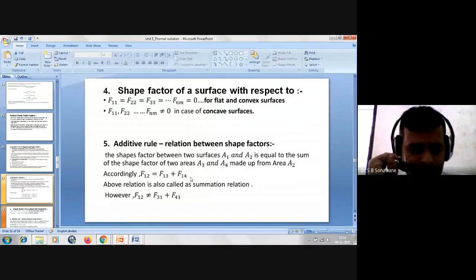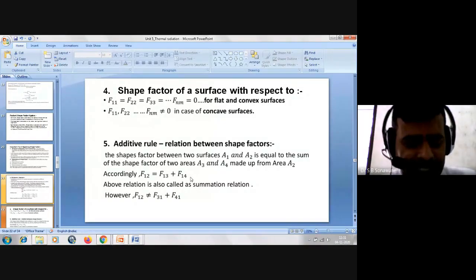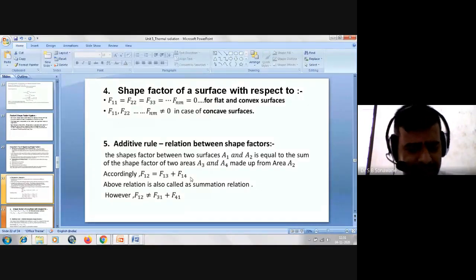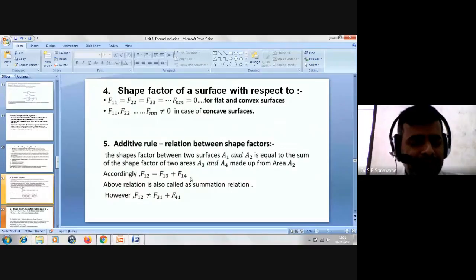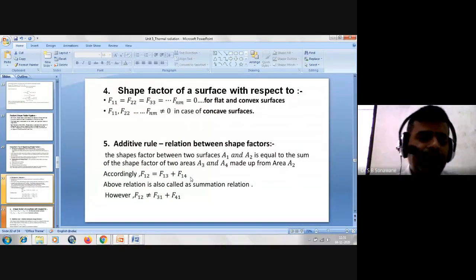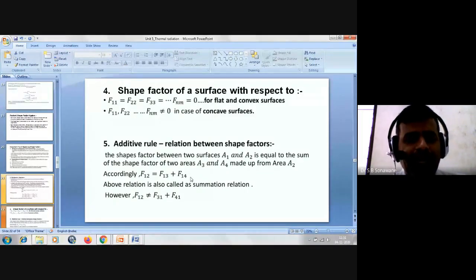See, initially I have only two surfaces, surface 1 and surface 2. Now what I did here is that surface 2 I have divided into two parts, having areas A3 and A4. From surface 2 itself we created two areas, A3 and A4.